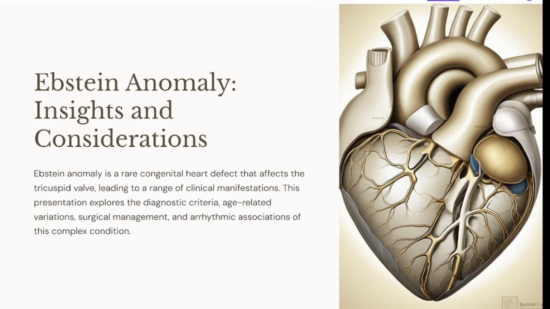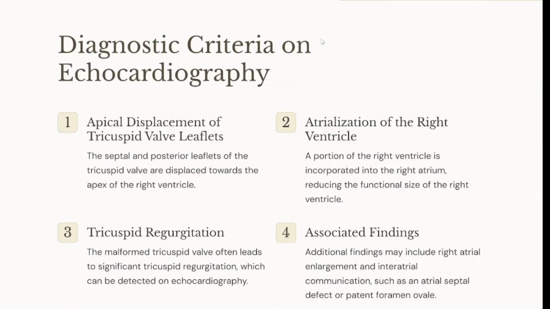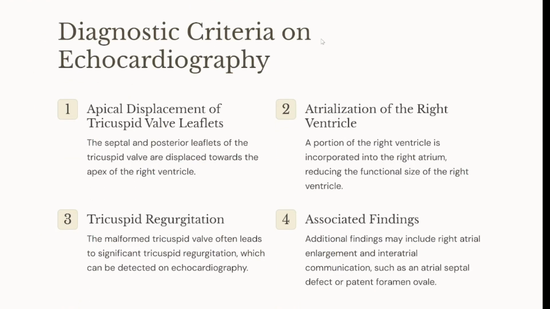Oral exam questions and answers on Ebstein anomaly. Question 1. What are the diagnostic criteria for Ebstein anomaly on echocardiography? A. The diagnostic criteria for Ebstein anomaly on echocardiography include apical displacement of the septal and posterior leaflets of the tricuspid valve, atrialization of the right ventricle, and tricuspid regurgitation. Additional findings may include right atrial enlargement and interatrial communication, such as an atrial septal defect or patent foramen ovale.